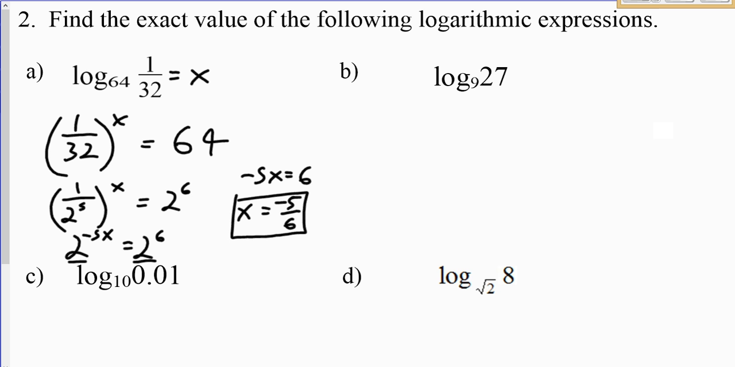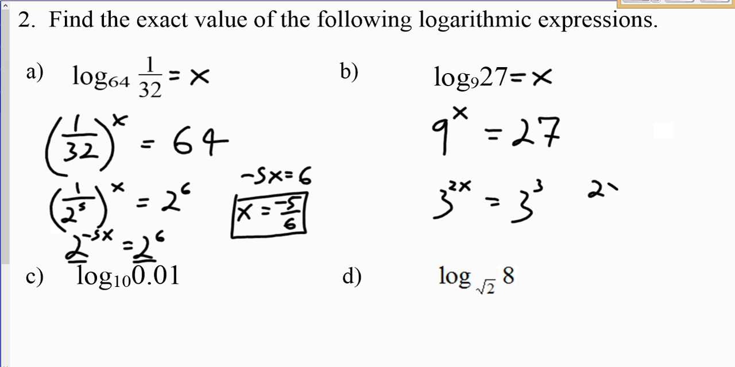Okay. On b, let this equal some value x. So I can say 9 to the power x is equal to 27. Well, I can write this as 3 squared to the x is equal to 3 to the 3rd. So then I get 2x is equal to 3. So x is equal to 3/2.